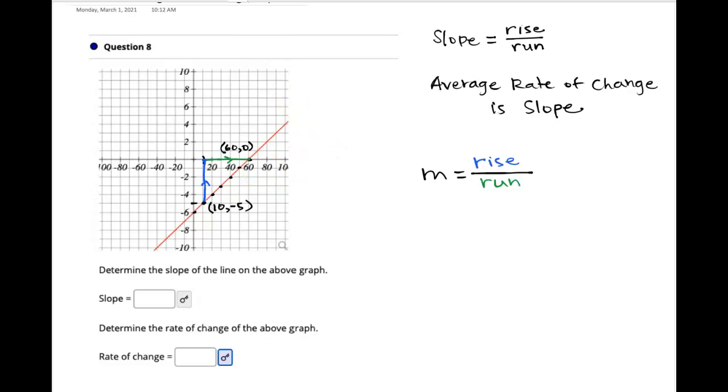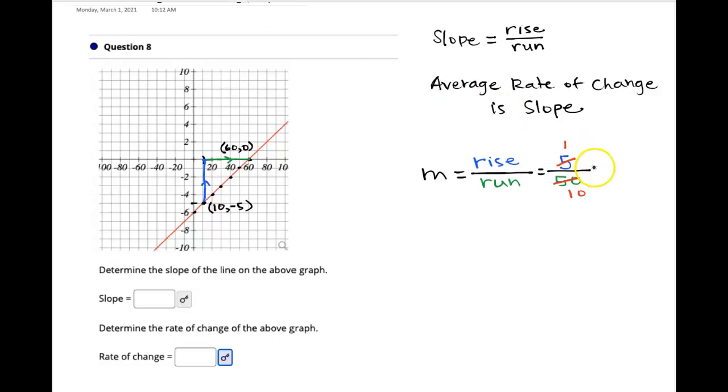If I write those down, my rise: how far up am I going? If I count it out, 1, 2, 3, 4, 5, I'm going up 5, so that's a +5. And my run, I'm going to the right, so that's also positive. I'm going 10, 20, 30, 40, 50, so I'll have 50 on the bottom. Then I just have to reduce this fraction. 5 can divide into both of those: 5 divides into 5 once and into 50 ten times.